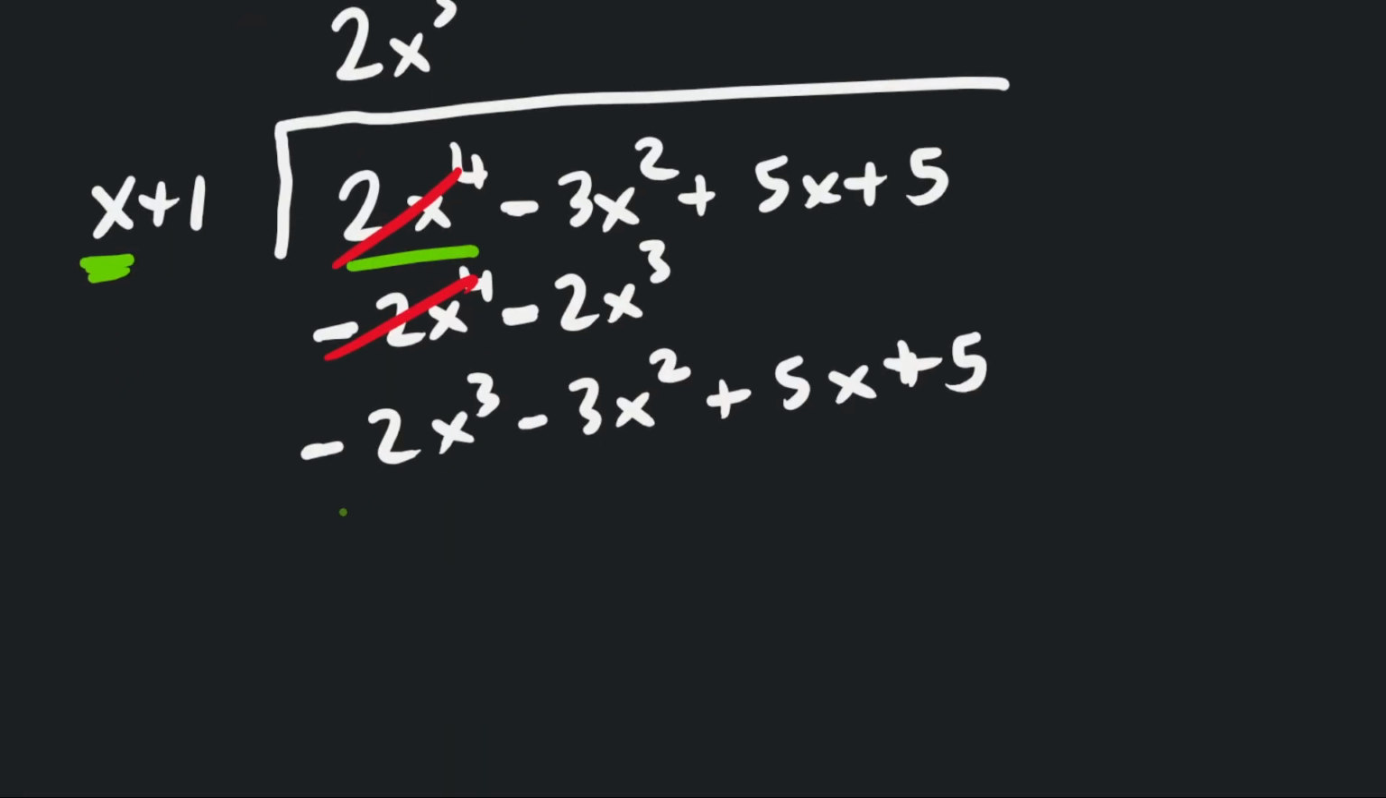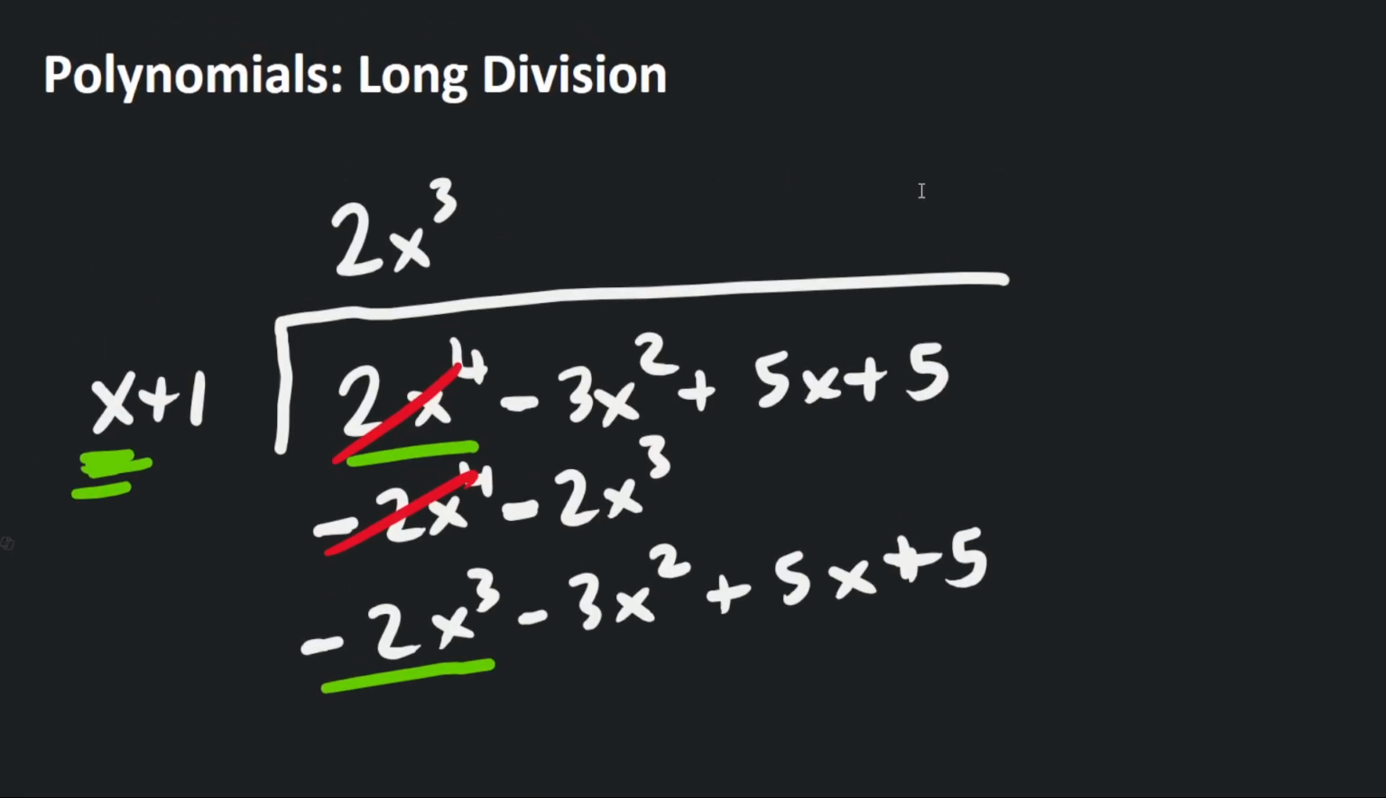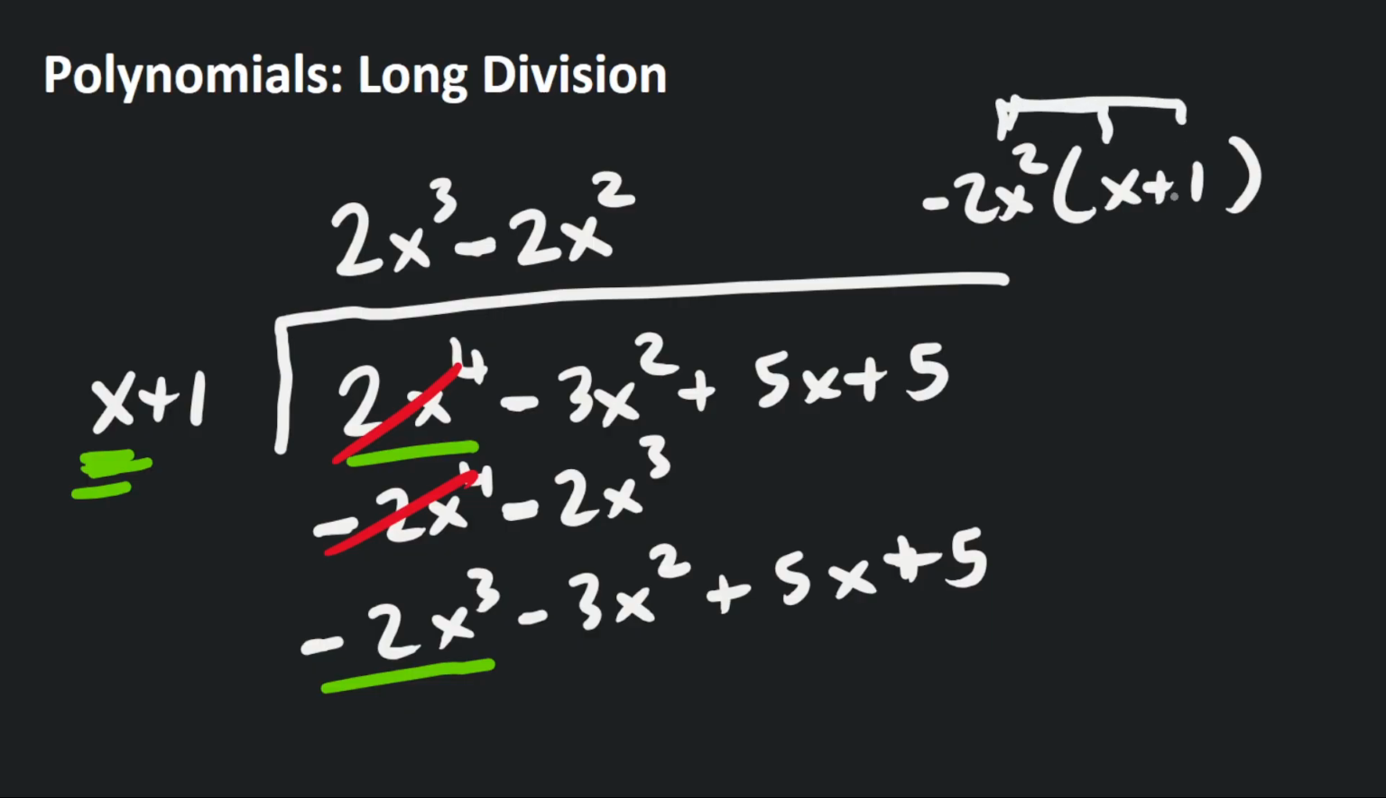Again, we'll focus on the leading terms. How much does x go into negative 2x to the third? It goes into it negative 2x squared times. So negative 2x squared. And then if I were to multiply x plus 1 by negative 2x squared, so negative 2x squared times x plus 1, if you go ahead and distribute, this comes out to negative 2x to the third minus 2x squared. So we'll write that down here.